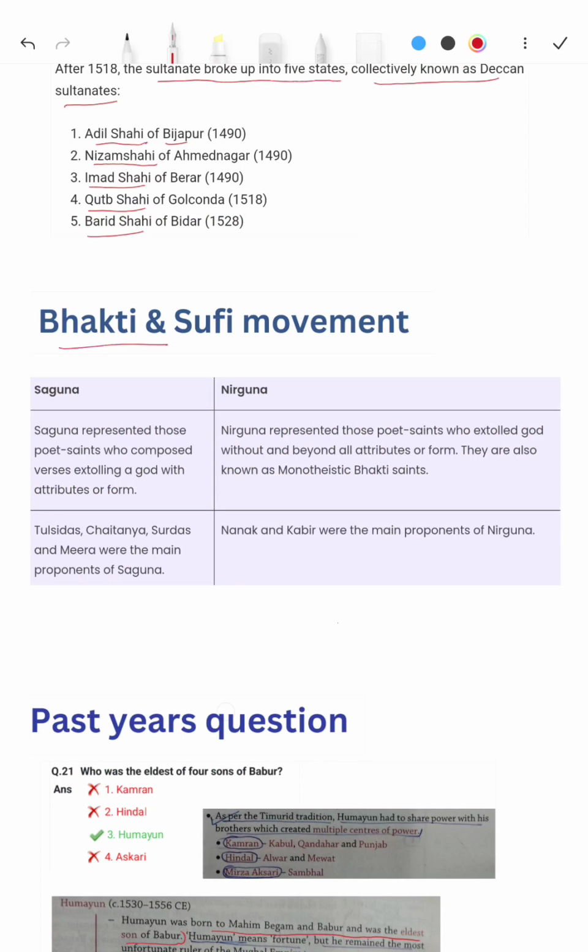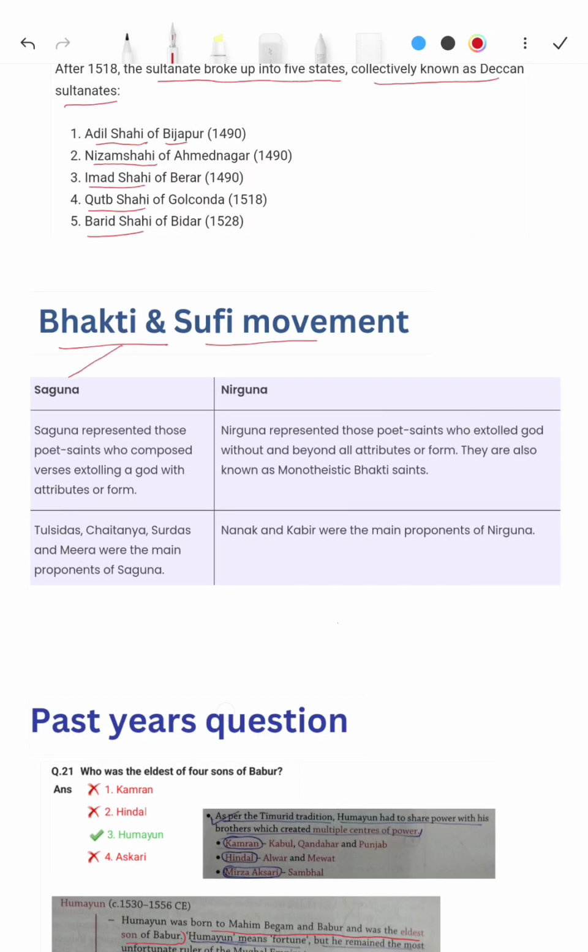Then the Bhakti and Sufi movements. Bhakti and Sufi movements are two of the most popular spiritual paths to God in India. They were both very different, but they both had the same goal, that is to connect with God. Bhakti is Hindu in character and Sufi is Islamic.